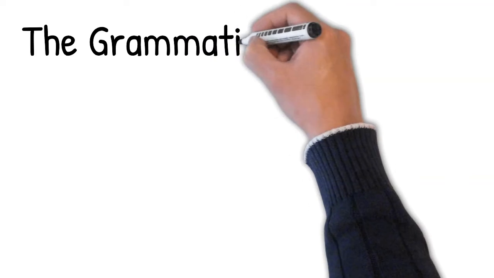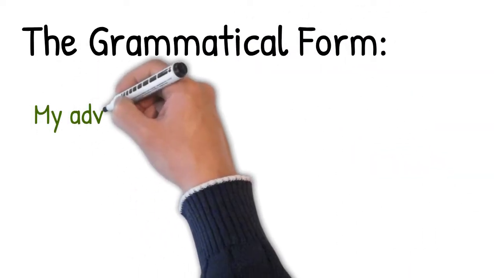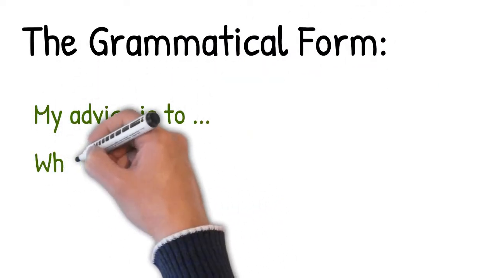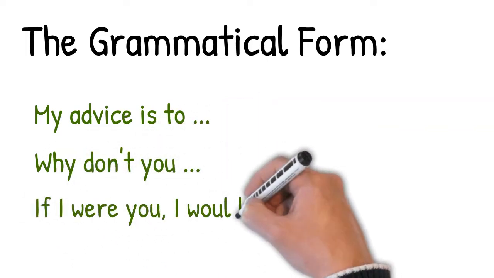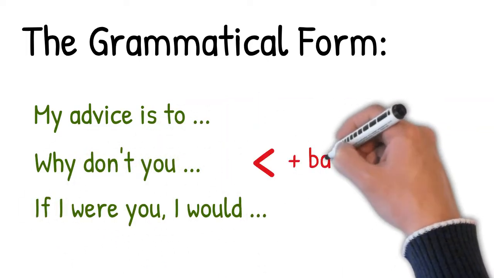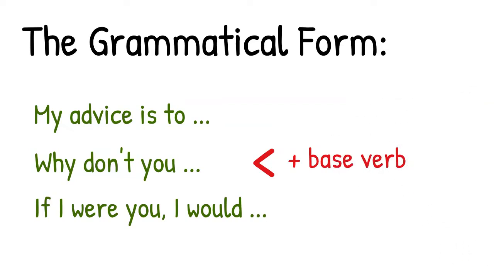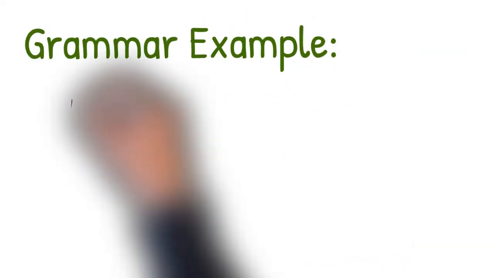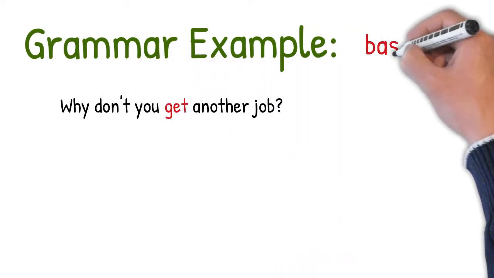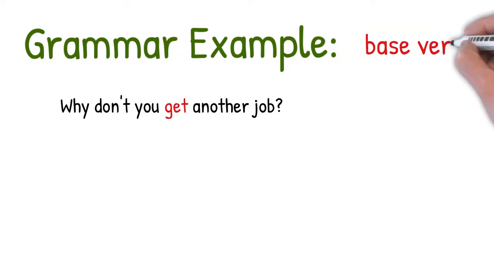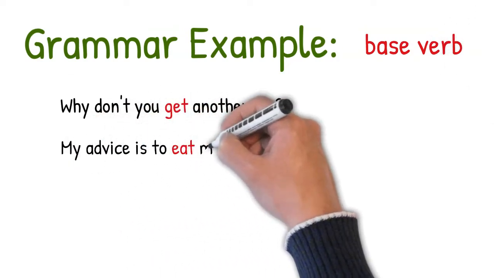So let's look more closely at the grammatical form these expressions use. The first three that we're going to look at here use the same grammatical form, so you can group them together. My advice is to plus a base verb. Why don't you plus a base verb? And if I were you, I'd plus a base verb. Here are some grammar examples of those expressions using the base verb. Why don't you get another job? Get is the base verb.